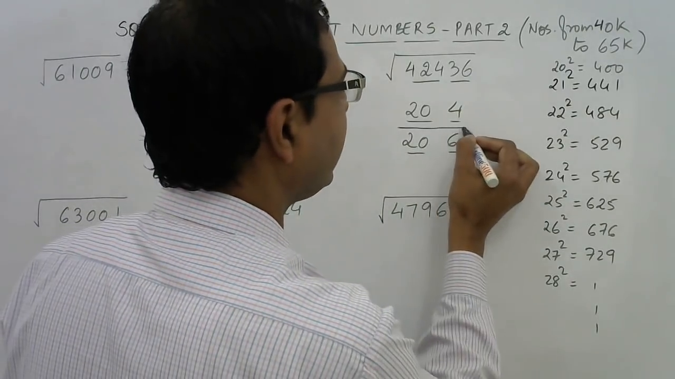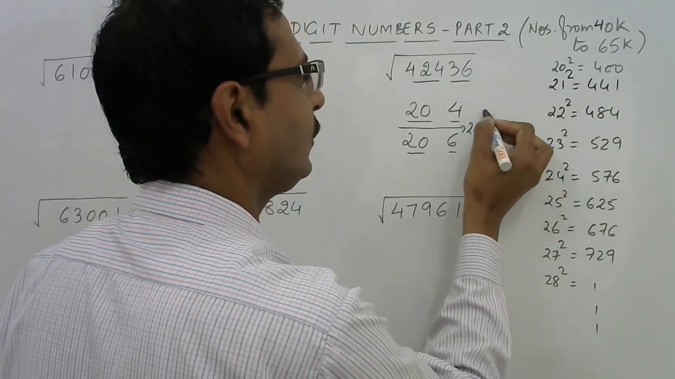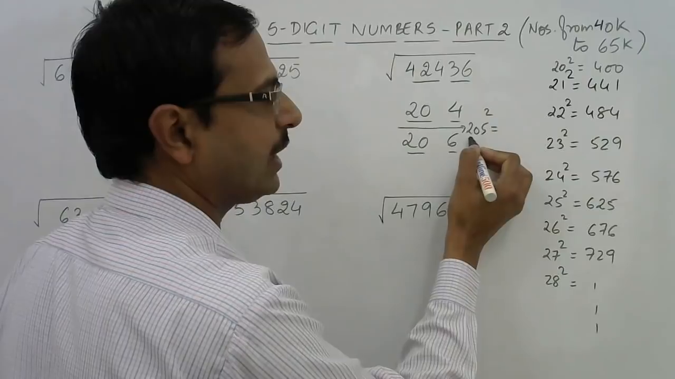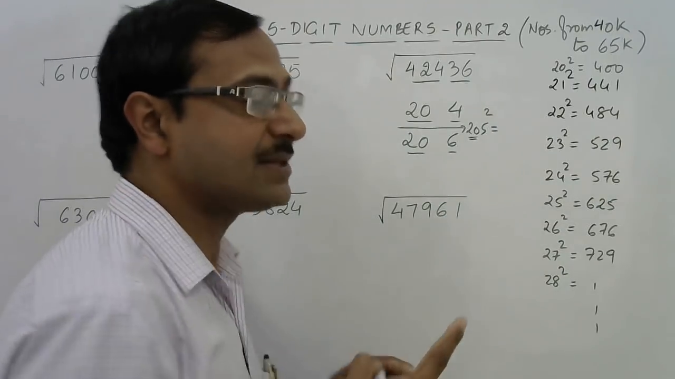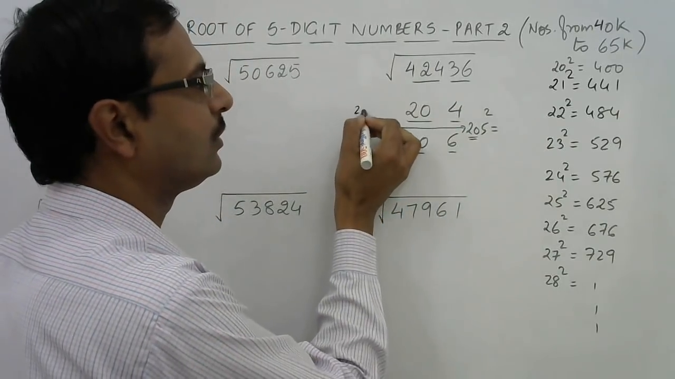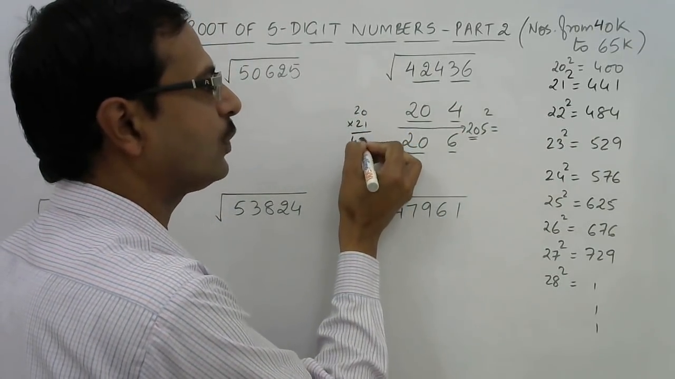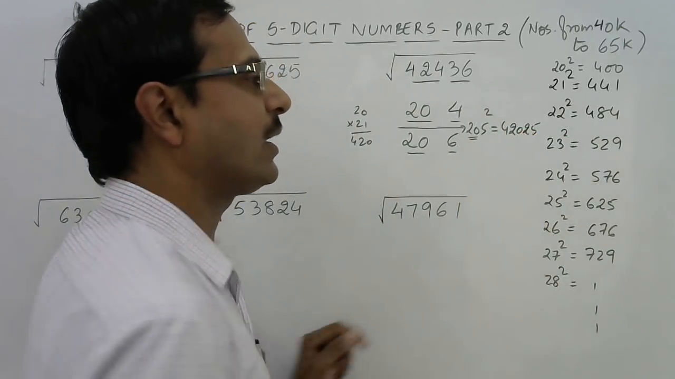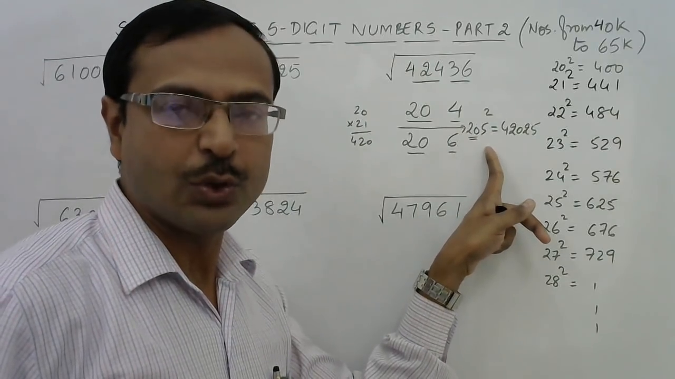Now take the intermediate number 205. How do you square 205? Just leave 5, take 20, multiply it by its consecutive number 21. So 20 into 21 will give you 420, and just write 25 after that, you get the square of the intermediate number 205.